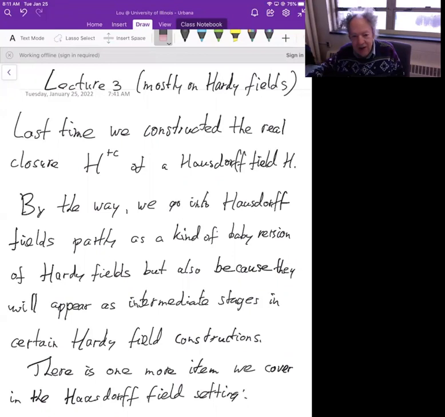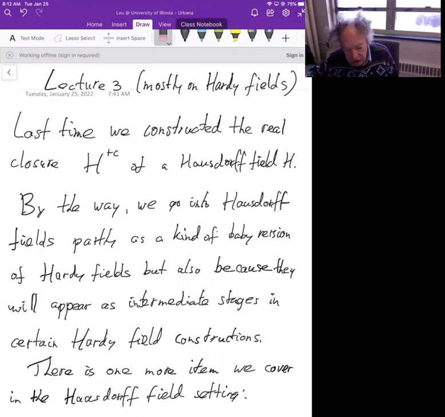So this is lecture 3 and it will be mostly on Hardy fields. Last time the main thing we did was construct the real closure HRC of a Hausdorff field, capital H. And I want to say a few things why we go into Hausdorff fields. It's partly as a kind of preparation for Hardy fields and a baby version of it, because we don't have to worry about the derivation, but also because they will actually appear as intermediate stages in certain constructions of Hardy fields. So what we did will really be used.